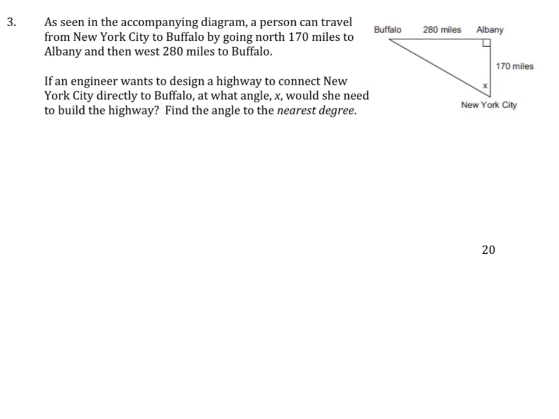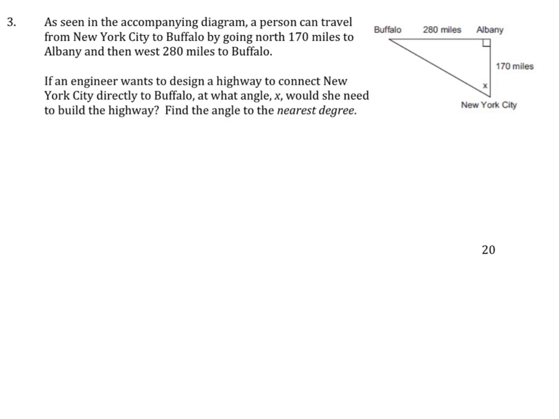As seen in the accompanying diagram, a person can travel from New York City to Buffalo by going north 170 miles to Albany and then west 280 miles to Buffalo, as you see in the diagram. If an engineer wants to design a highway to connect New York City directly to Buffalo, at what angle X would she need to build the highway? Find the angle to the nearest degree.